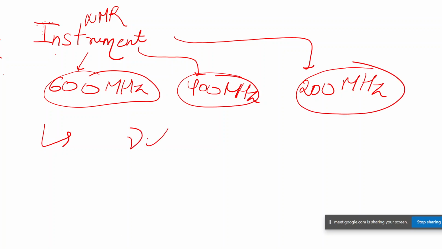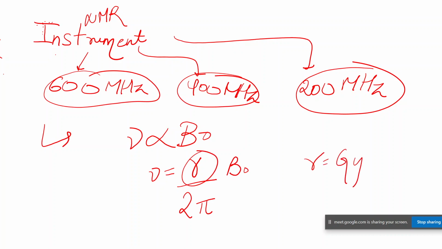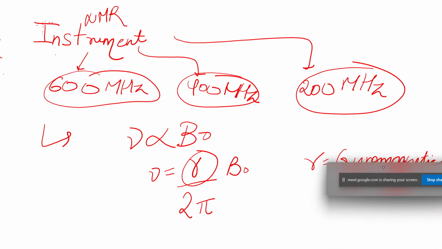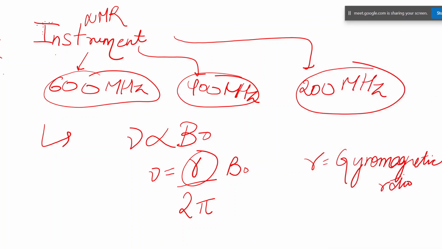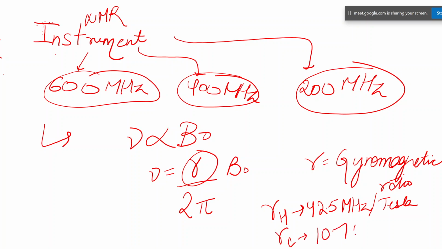Your frequency is directly proportional to the magnetic field. So just to remove this proportionality sign, we use a constant, gamma by 2 pi into B naught. And what is gamma here? Gamma here is the gyromagnetic ratio. And just remember the gyromagnetic ratio for proton and carbon. For proton it is 42.5 megahertz per Tesla, and for carbon it is 10.70 megahertz per Tesla.